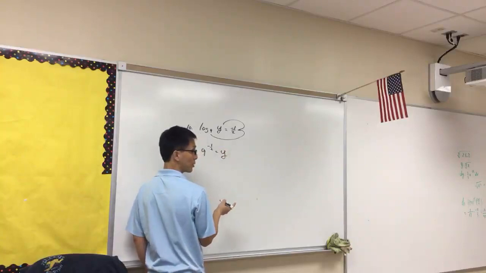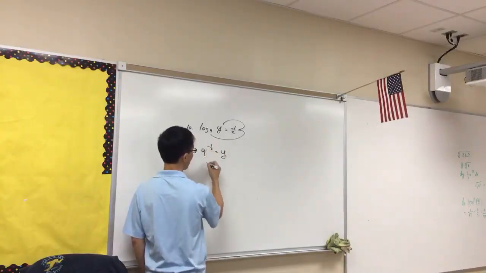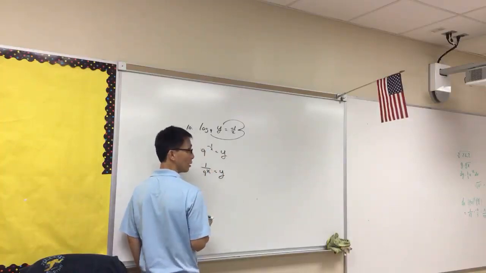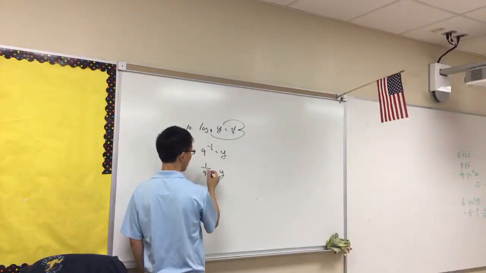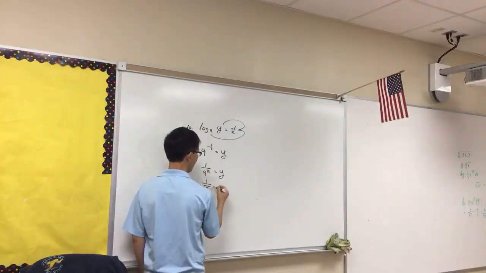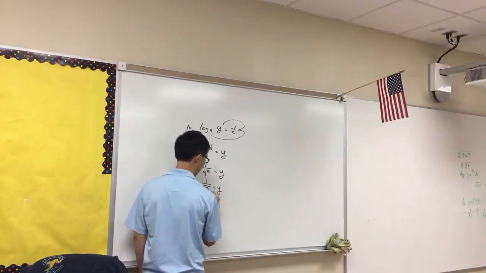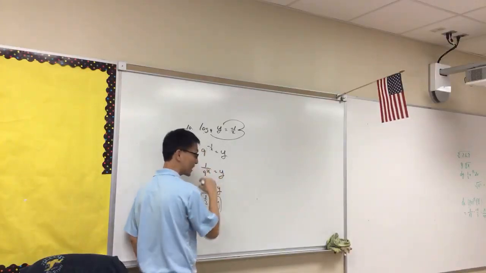Did you do this part? Did you do the negative exponents? And what does this mean? Square root of 9. That's equal to 1/3. Questions? Next question.